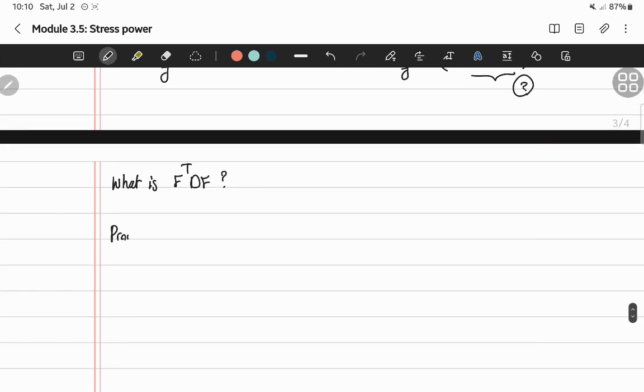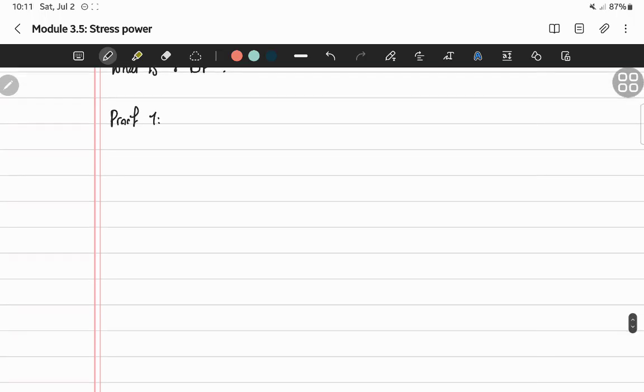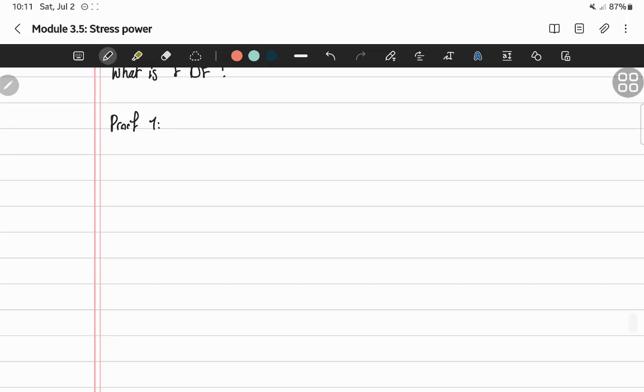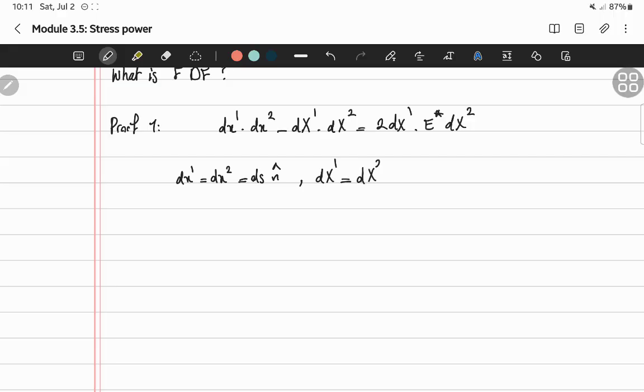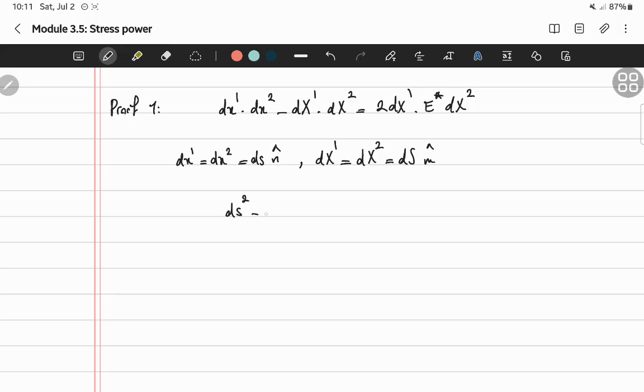So we have two proofs in here. So proof one, actually it is the same as the book. So from module 2 and also chapter 3, you know that you have dx1 dot dx2 minus d capital X1 dot d capital X2 is equal to 2 dx1 dot E star dx2. So if I select dx1 equal to dx2 as d small s n, and d capital X1 equal to d capital X2 equal to d capital S M, then what I have is ds squared minus d capital S squared is equal to 2 dx1 dot E star dx2.